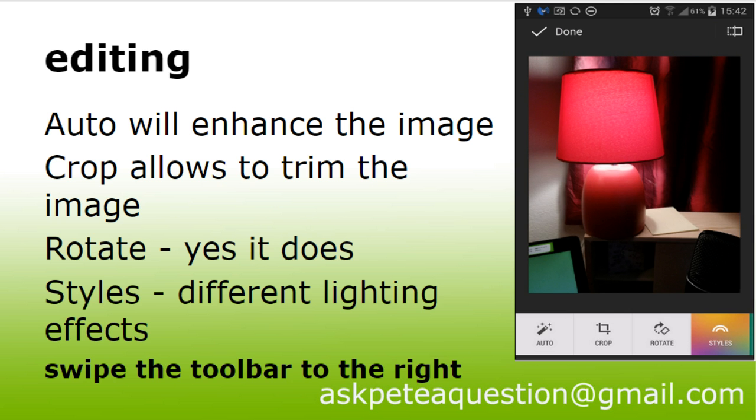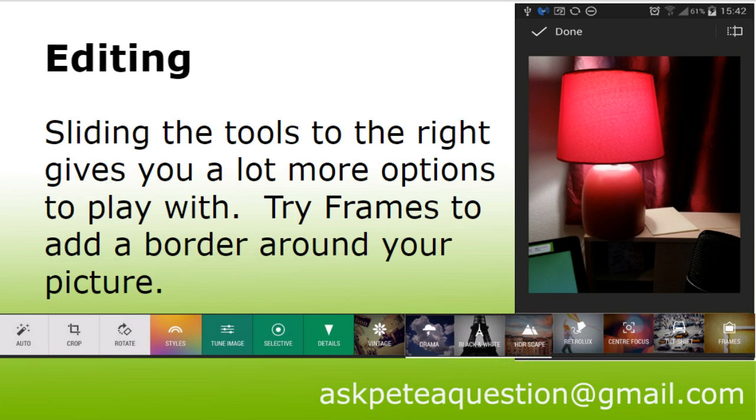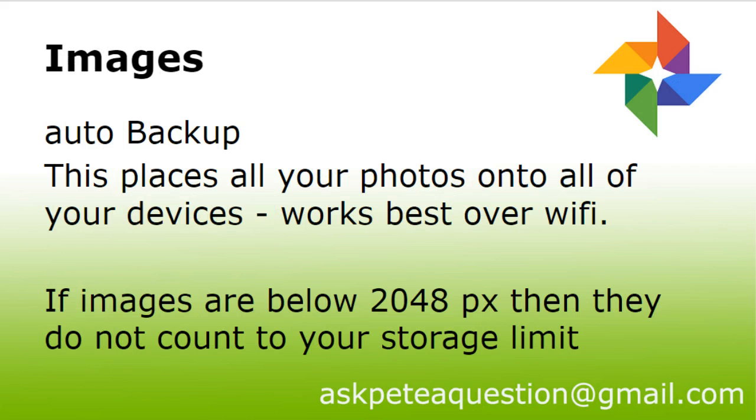Now, if you put your finger onto where it says styles and just swipe gently to the right, then there's a load more tools that make an appearance. So as you can see, we've got tune image, we've got selection, we've got details. So have a play with all of these and see which ones you actually like. And don't forget the one I had at the end there, which is frames. Frames allows you to put a frame around your image so that you can actually have a nice border. Looks great. I should have a play with that one.